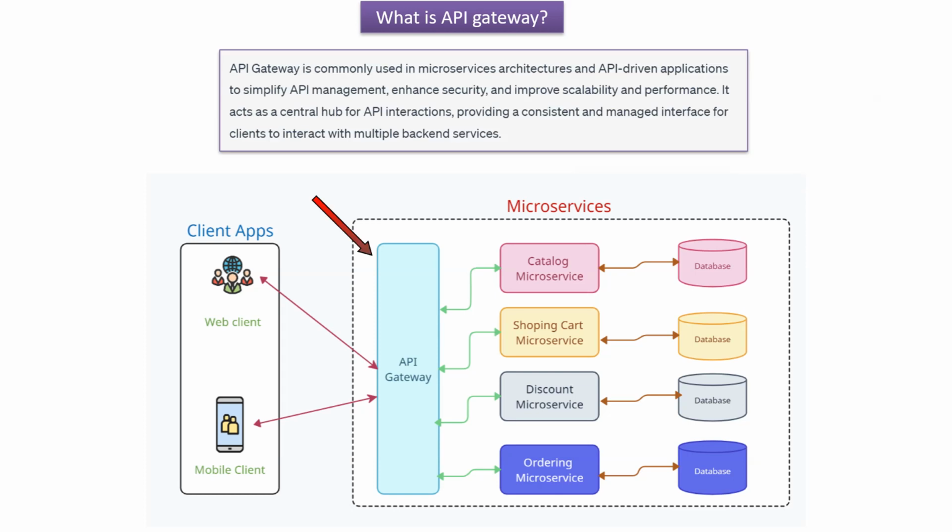API Gateway is commonly used in microservices architectures and API driven applications to simplify API management, enhance security, improve scalability and performance. And API Gateway acts as a central hub for API interactions, providing a consistent and managed interface for clients to interact with multiple backend services.